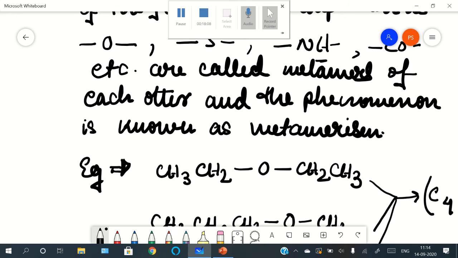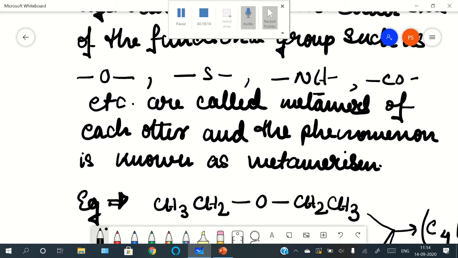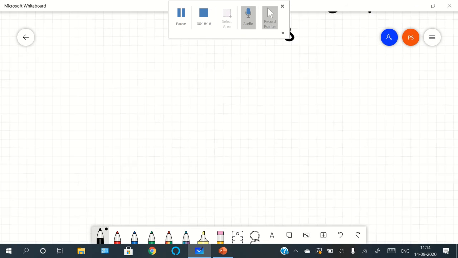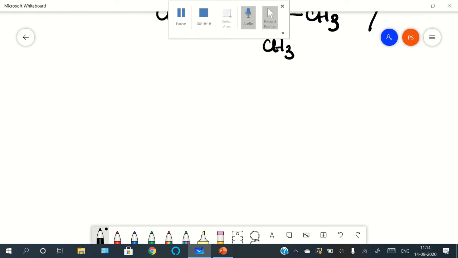This type of metamerism can also be seen in this kind of compounds also. The next category is ring chain isomerism.